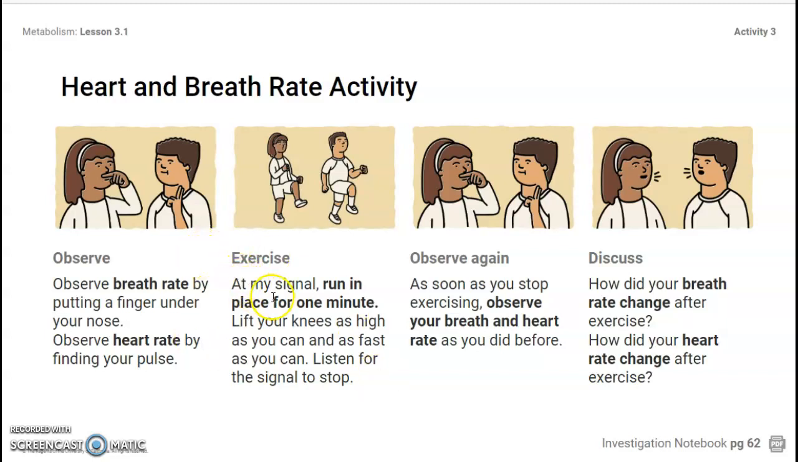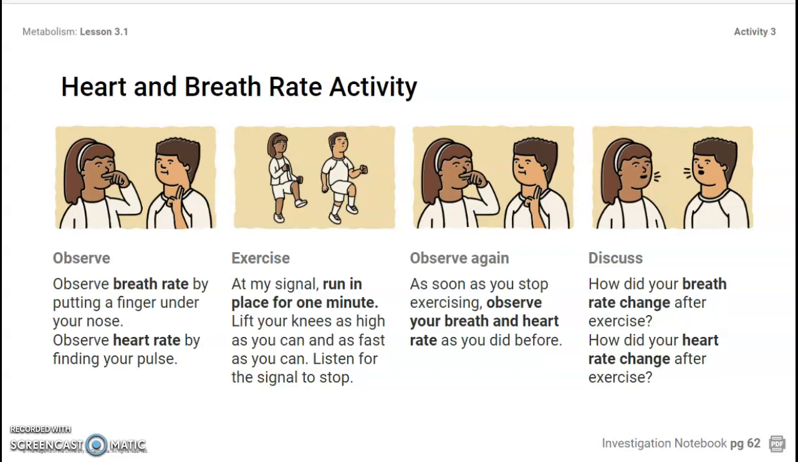You're going to exercise. So you're going to need to run in place for 1 minute. You're going to want to lift your knees as high as you can and as fast as you can, and make sure you're paying attention to your timer since you will be timing your own. As soon as you stop the exercise, observe your breath rate and heart rate again, just like you did before. And then you want to make sure that you jot these down somewhere.